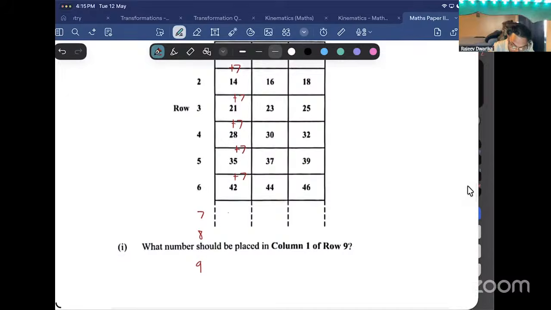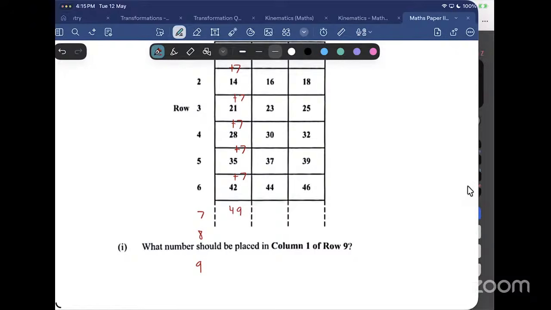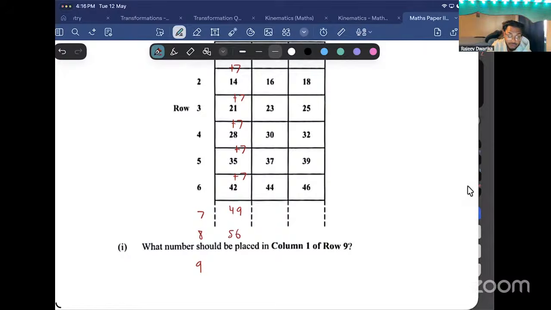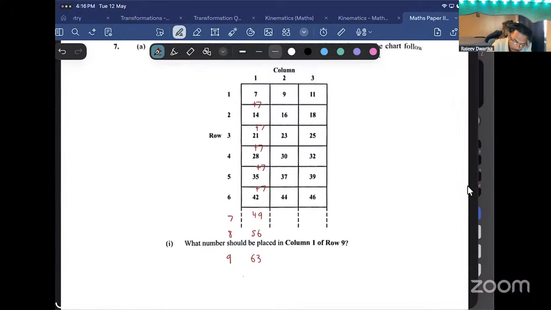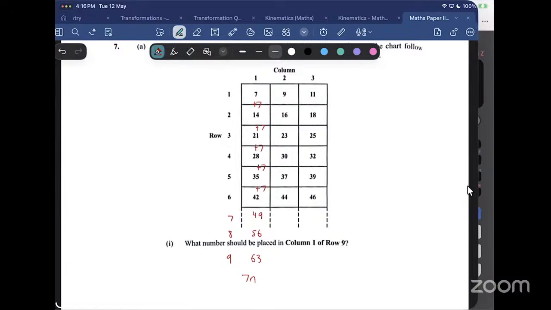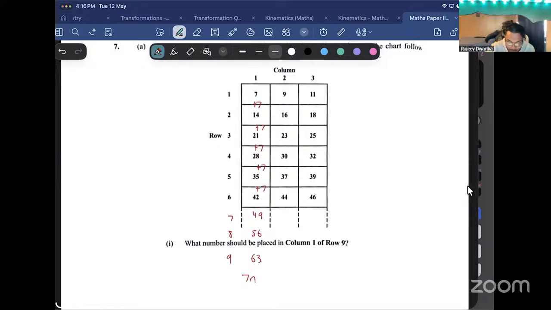I'll show you something real cool. 42 plus 7 is? 49. Right? 49 plus 7 is? 56. 56 plus 7 is? 63. What if I told you this relationship was 7n? It would just be 7n. That's the relationship. It's just 7n, right?